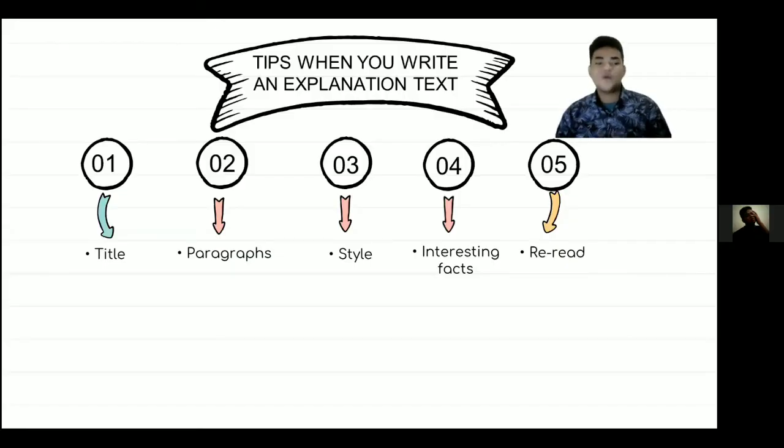Now I'll explain the tips or steps when you write an explanation text. The first one is title. A title that uses words like how and why will help readers understand what the text is about and make them want to find out more. For example, why do animals sleep through the winter?